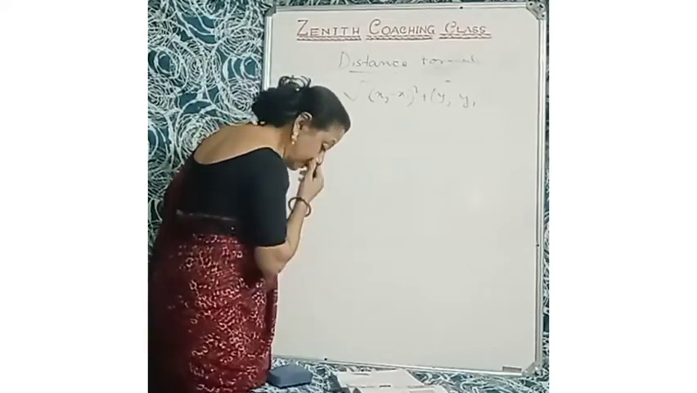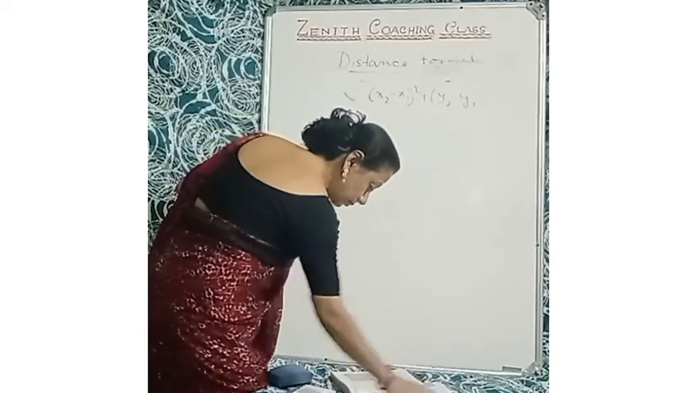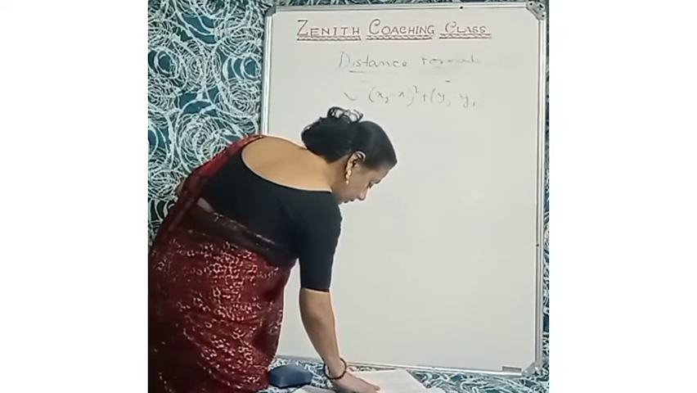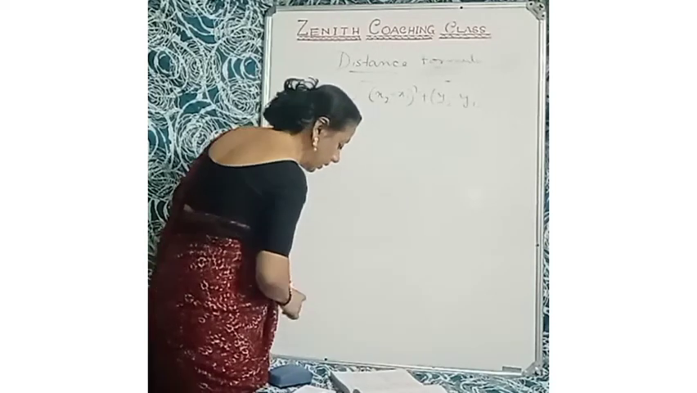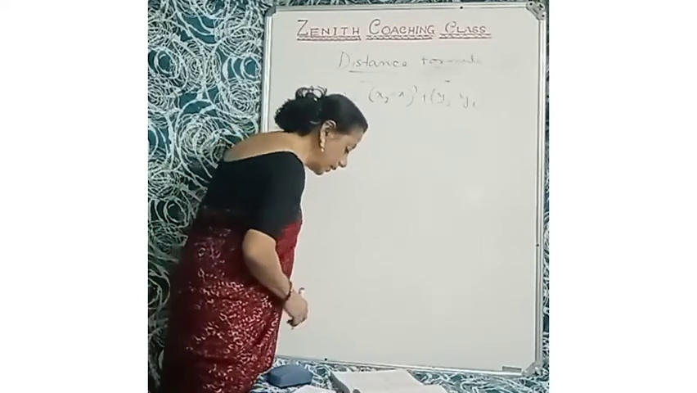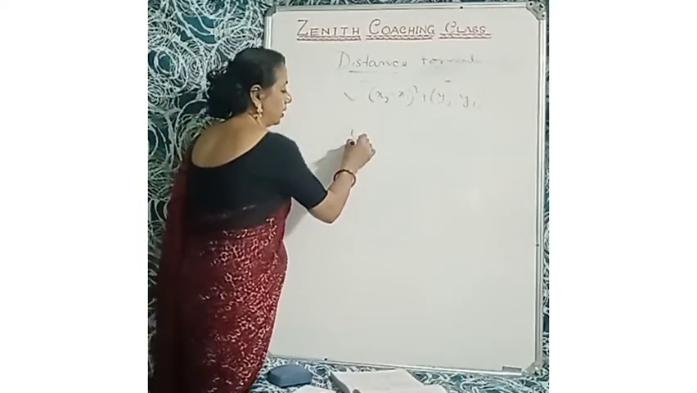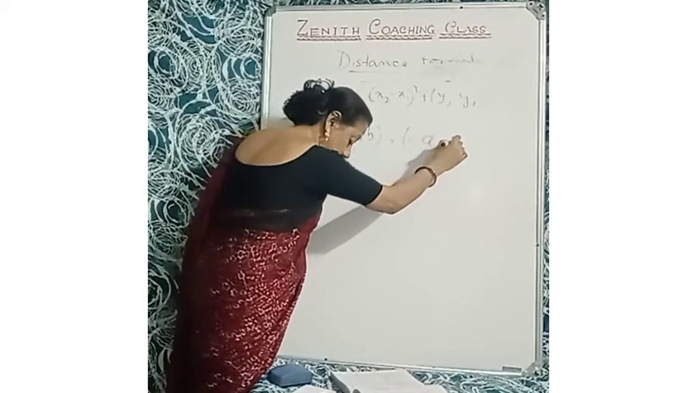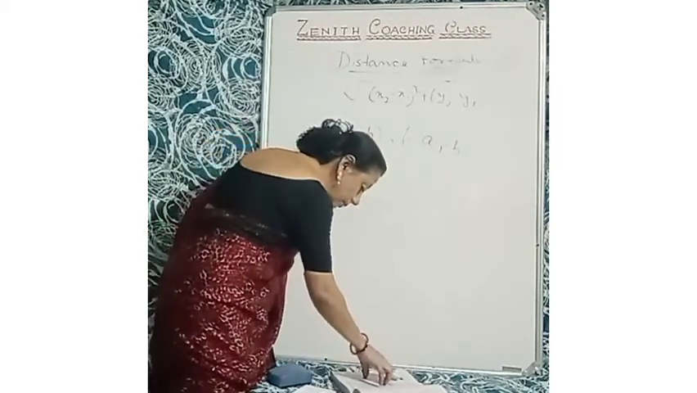So now let's think of this sum. That is the distance between A, B and minus A, minus B. So no numerical number is here. A, B and minus A, minus B. Okay. So A, B and minus A, minus B.